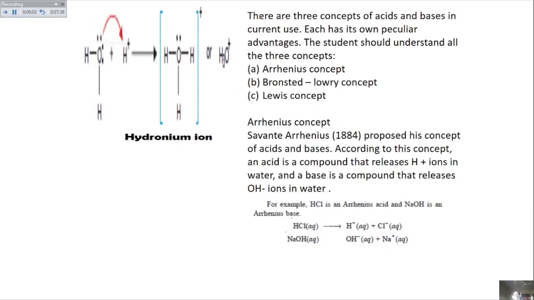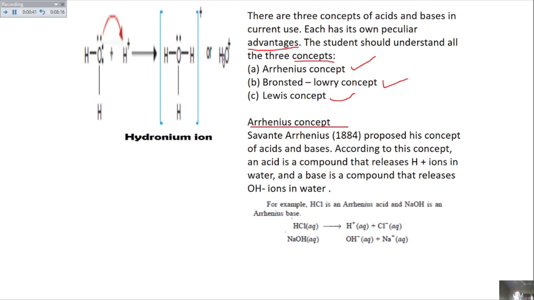Now, let's quickly talk about the three concepts of acid and base in current use. Each has its own peculiar advantages, and the student should understand all these three concepts. Because by the time you enter university or you are furthering your education, you are going to come across all these concepts of acid. It's good for me to quickly introduce them to you. We can define acid in terms of the Arrhenius concept, the Bronsted-Lowry concept, and the Lewis concept. Let's take them quickly one by one.